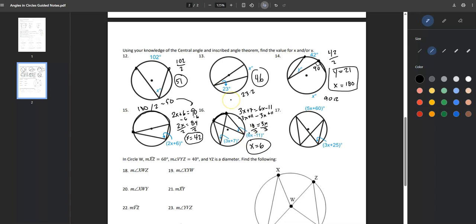Okay. This one's got a little bit more lines than we need. We don't need to worry about those lines at all. I just need to look at these. This arc is going to be twice as big, or this is half of that. So I need 2 of these to equal that one. So this would be, again, 2 times 3x plus 25 equals 5x plus 60. So I distribute this 2 through, which would give me 6x plus 50.